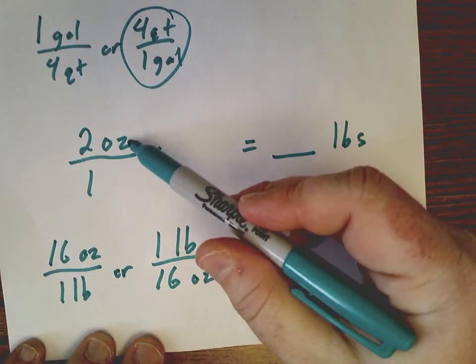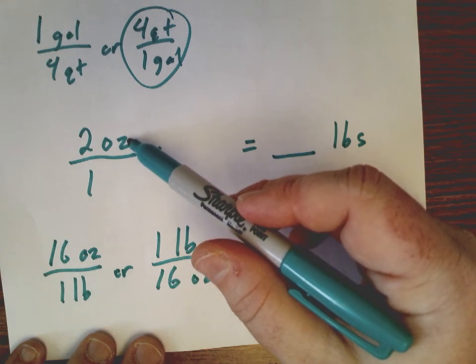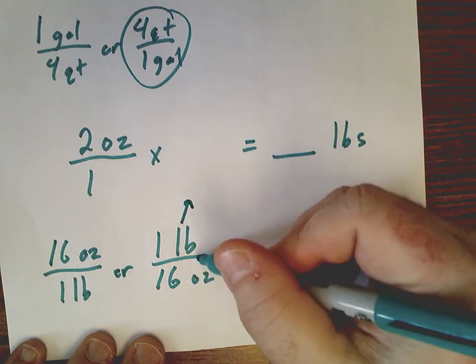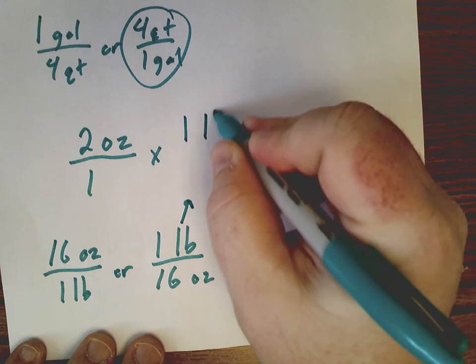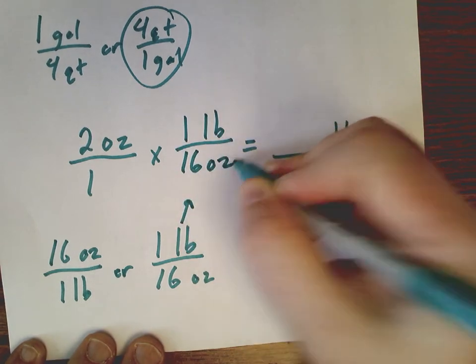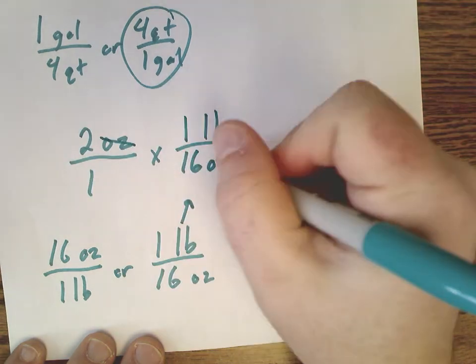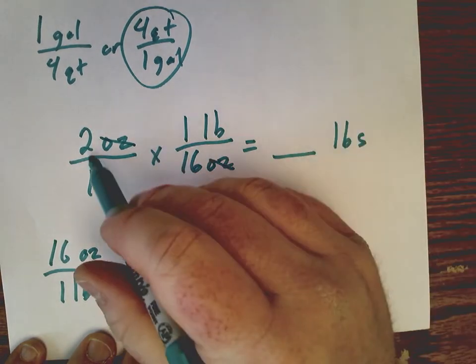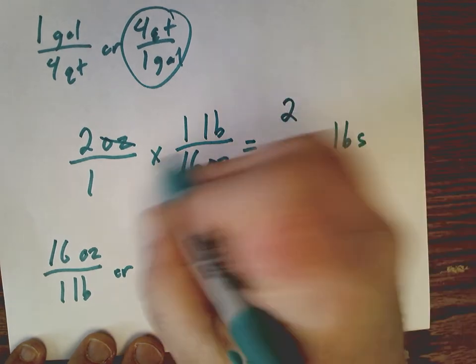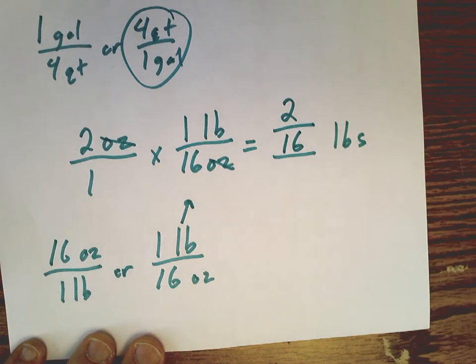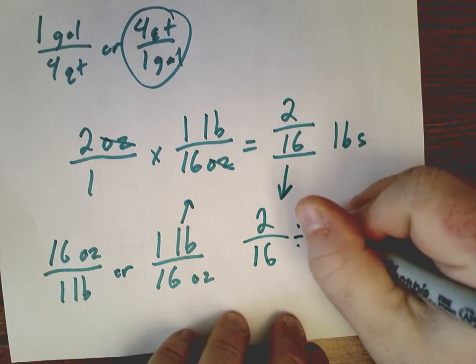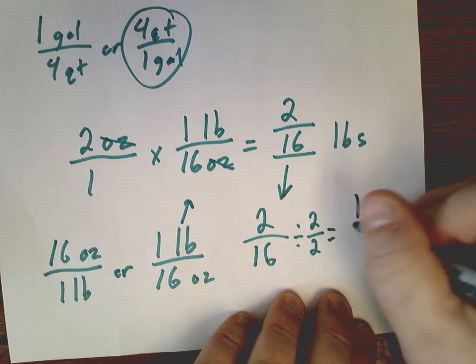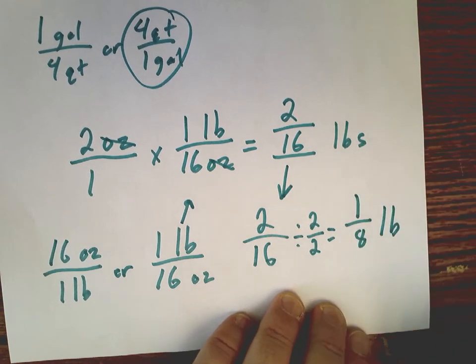We have ounces in the numerator here. We need to get rid of that and replace it with pounds. So this ratio here will allow us to do that, because ounces will cancel out, leaving us with pounds in the numerator. So that means we're going to multiply by 1 pound for every 16 ounces here. Ounces divided by ounces cancels out, and that leaves us with 2 times 1 and 1 times 16. So 2/16 pounds, which of course can be simplified. So 2/16 we can divide by 2 over 2, and that will give us 1/8 of a pound.